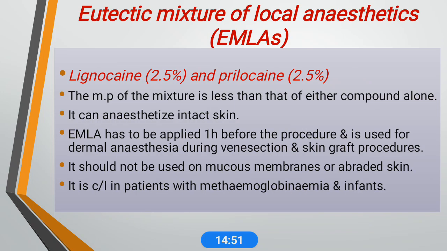Next is the eutectic mixture of local anesthetics, that is 2.5 percent lignocaine and prilocaine. This mixture is called EMLA, the eutectic mixture. Here the melting point of the mixture is less than that of either compound alone. It can anesthetize intact skin. EMLA is applied 1 hour before the procedure and is used for dermal anesthesia during venesection and skin graft procedures. It should not be used on mucous membrane or abraded skin. It is contraindicated in patients with methemoglobinemia and in infants.